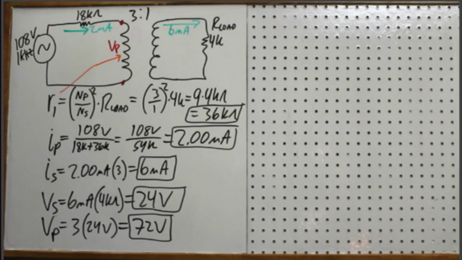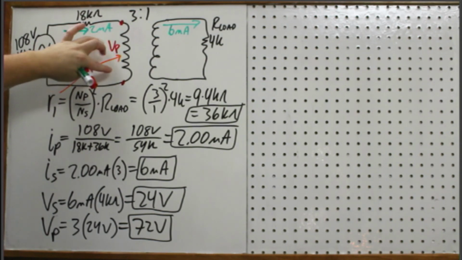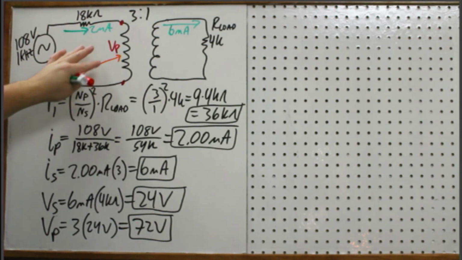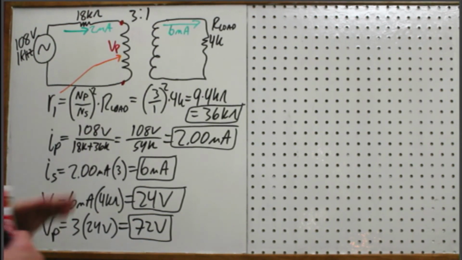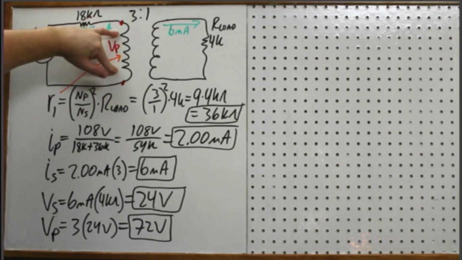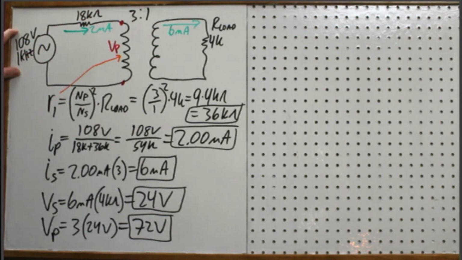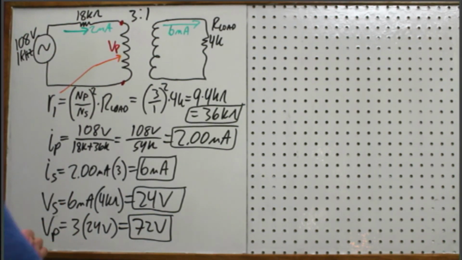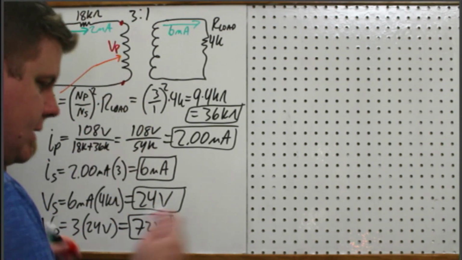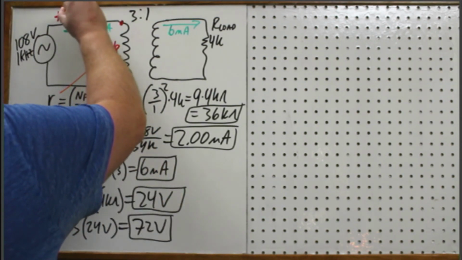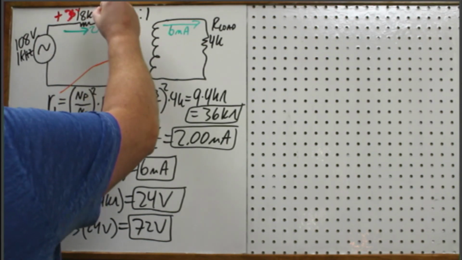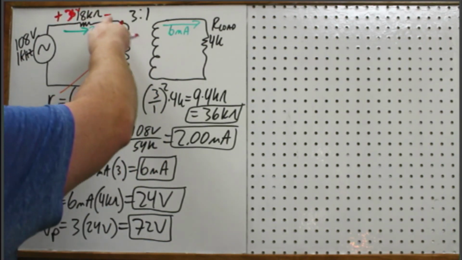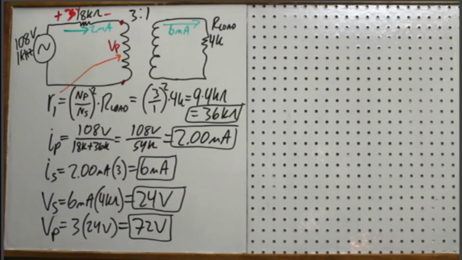So again, the primary current is calculated by taking the total voltage here divided by the total resistance. And if you want the actual primary voltage that's available, you would have to subtract this from this. So it looks like it's 36? 2 milliamps times 18 kilo ohms would be a 36 volt drop across there, which means we have left 72 volts.